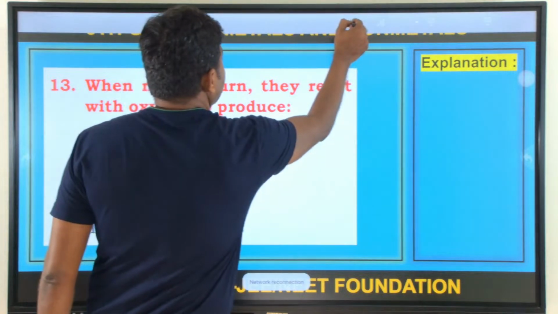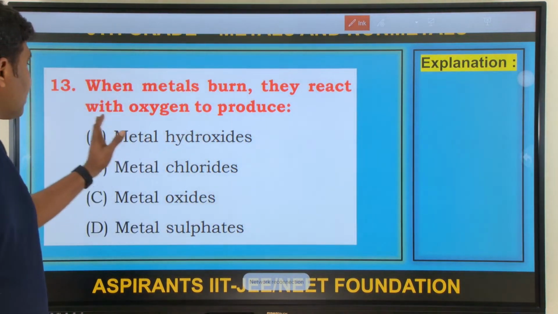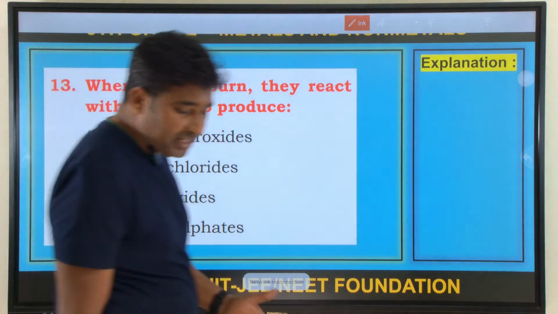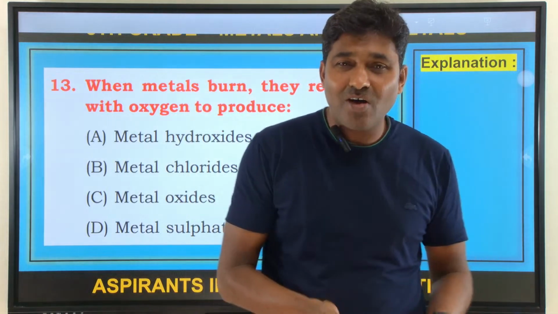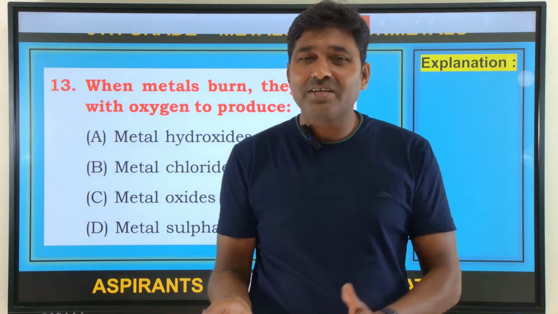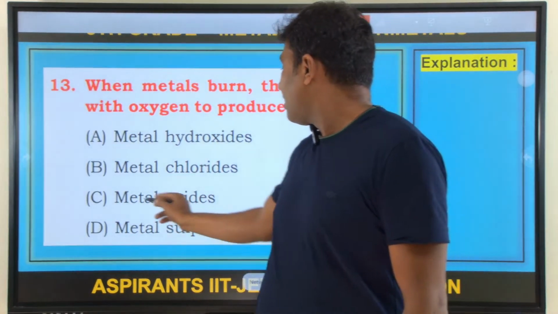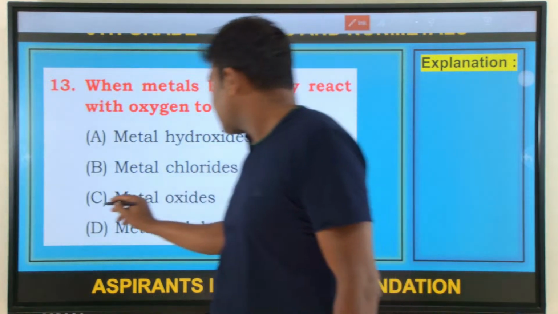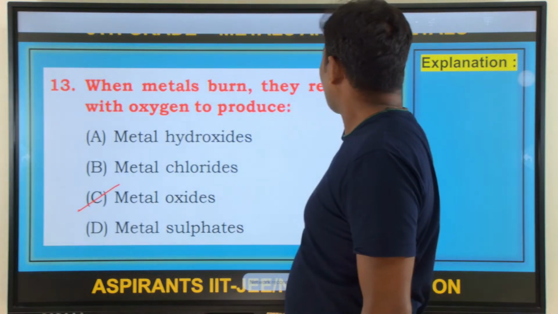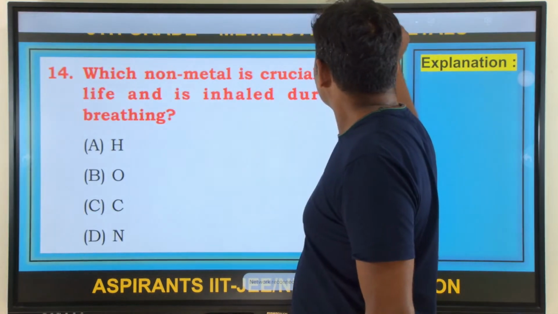In this slide: when metals burn, they react with oxygen to produce what? Simple. Metals burn means what is the meaning of burning? They are reacting with oxygen. When metals react with oxygen, they give rise to metal oxides. So our option is C. Okay, already we discussed this. Next, 14th question.